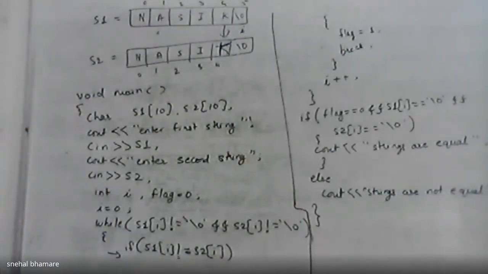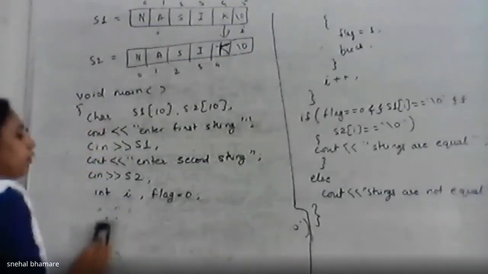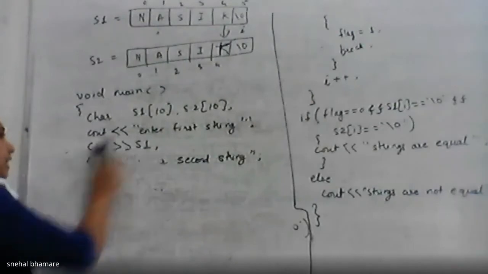Okay. So we will move to our next function. Comparison is done. Copy operation is done. Length is done. Now we will go for the next operation, that is concatenation.